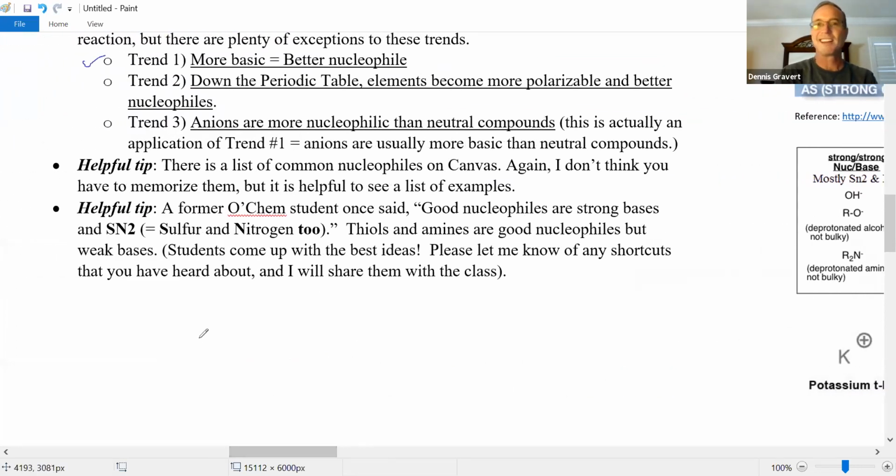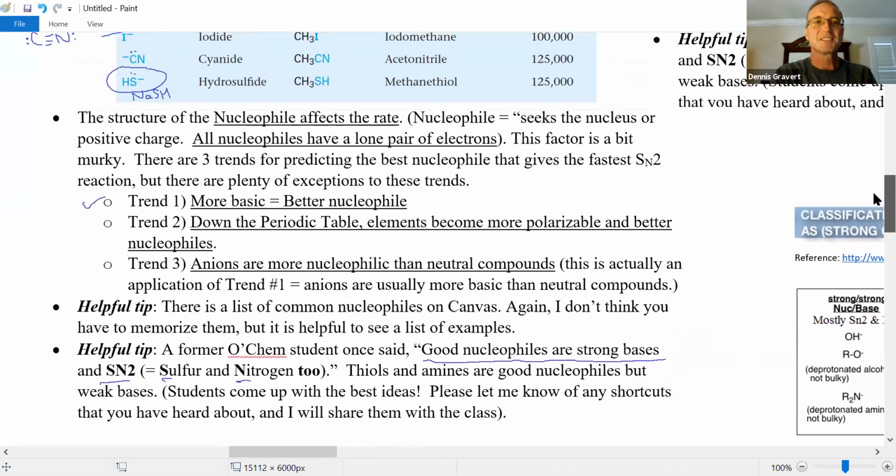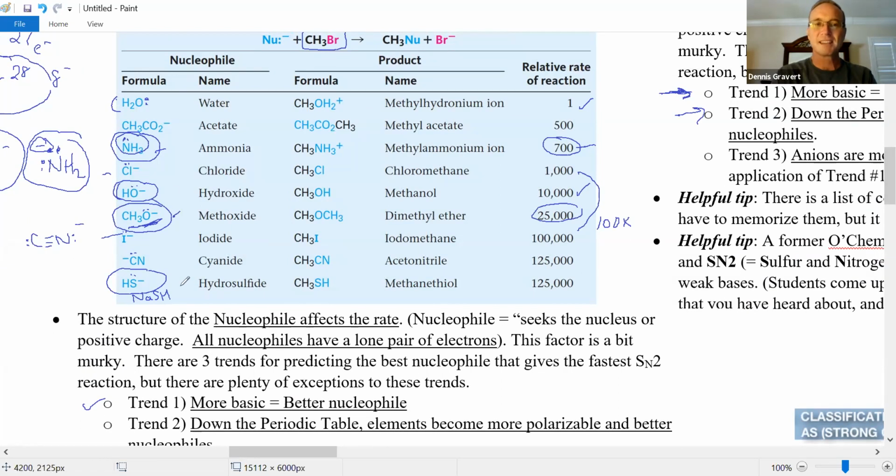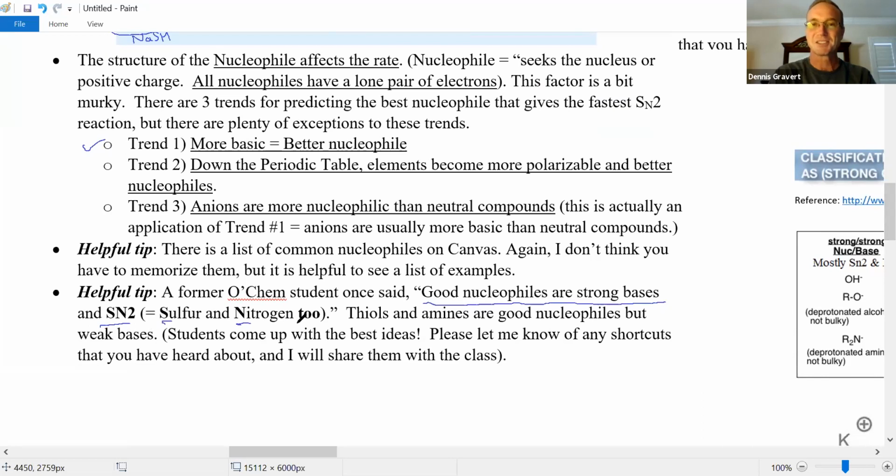Here's a better idea. I had another student say, just remember, good nucleophiles are strong bases and SN2. The S stands for sulfur, the N stands for nitrogen. And I thought, that's so clever. So if you go to the trend up here, things that are basic are better nucleophiles. So good nucleophiles are strong bases, hydroxide ion, methoxide, yeah. And SN2: the nucleophiles with an S, nucleophiles with an N, they tend to be good nucleophiles as well. I like that. Good nucleophiles are strong bases and SN2, sulfur and nitrogen too.